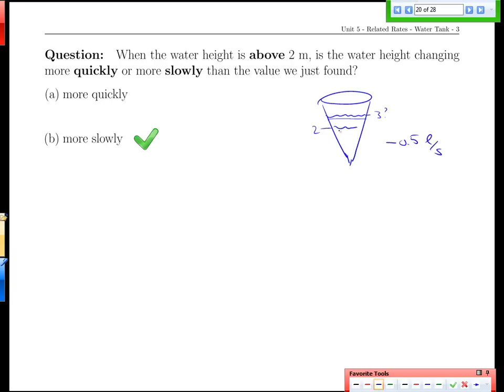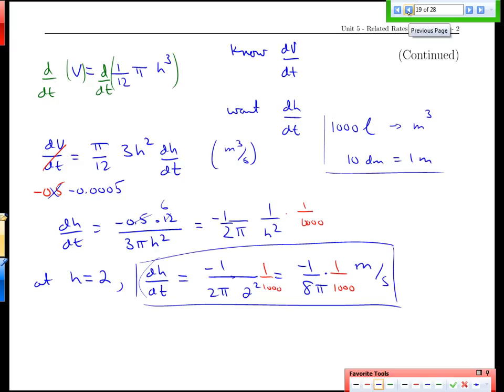That's a qualitative answer. A more quantitative answer is to look here. dh/dt is given by this expression here, regardless of the height. If we use a larger height, we have a 1 over h squared term in here, we're going to get a smaller dh/dt. So if h is higher than 2, we're going to get a smaller dh/dt than if h was 2.